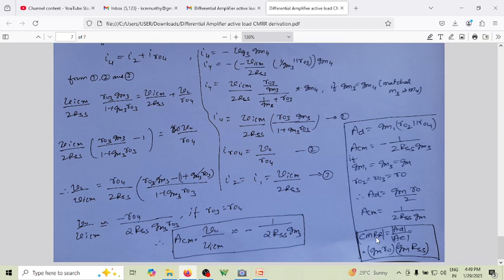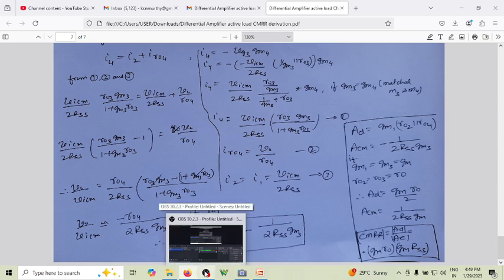This requires a bit of understanding. I'm not repeating what I already told in the previous video. Just log into that previous video and listen to exactly what I did, what these current equations are, all those things. You can easily understand what we're talking about and how you get these expressions for different parameters like GM, Rout, and common mode gain.